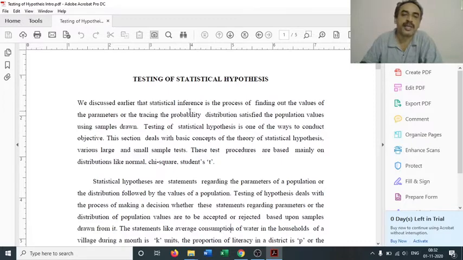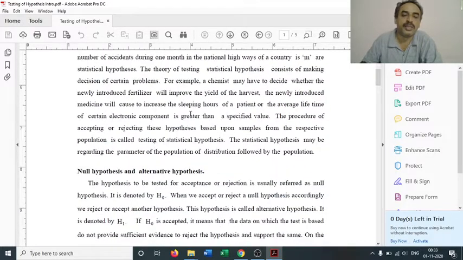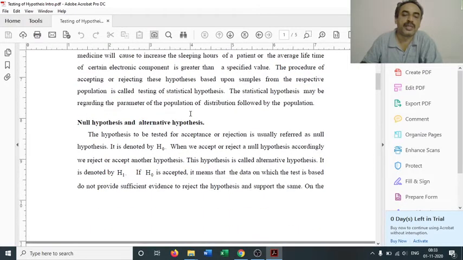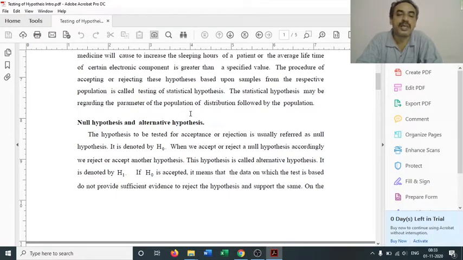In this connection, we have various terms to be discussed in this section. So they are the terms related to the testing of statistical hypothesis. So first we will come to null hypothesis and alternative hypothesis. The hypothesis being tested is known as null hypothesis.